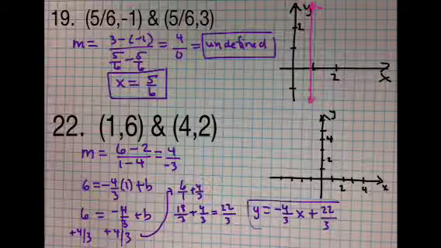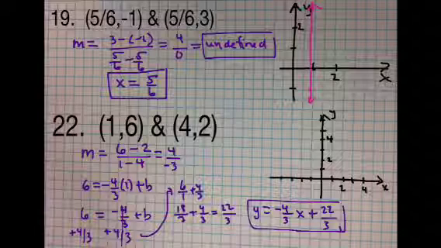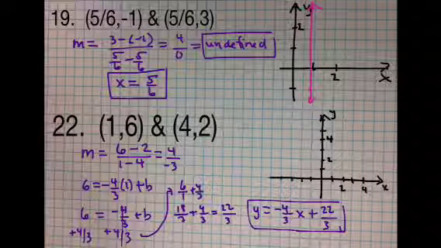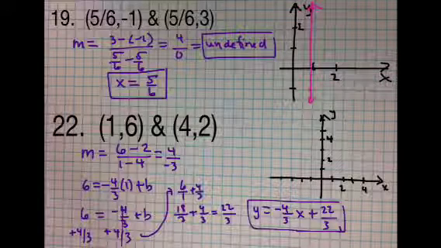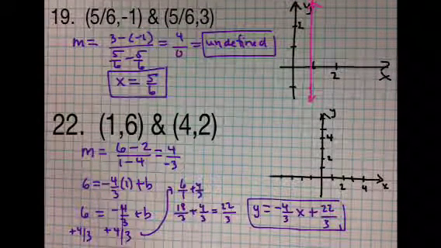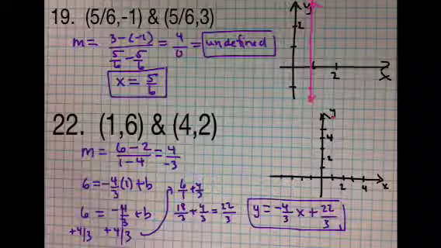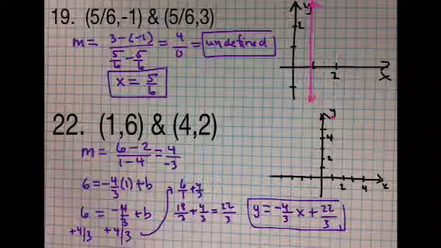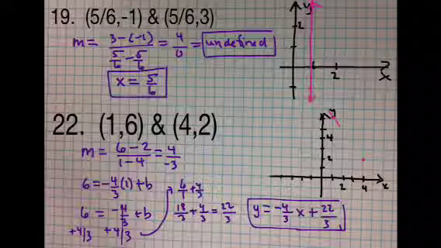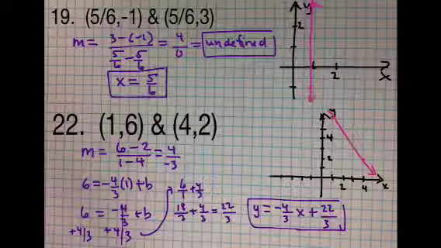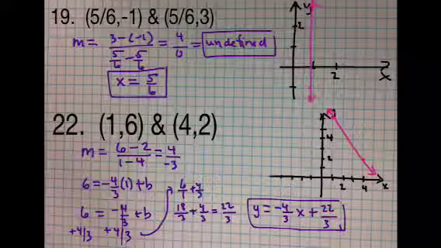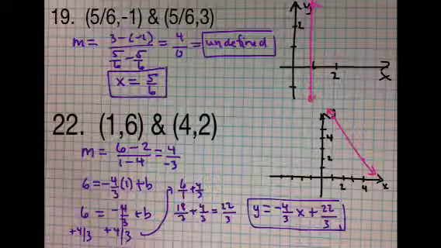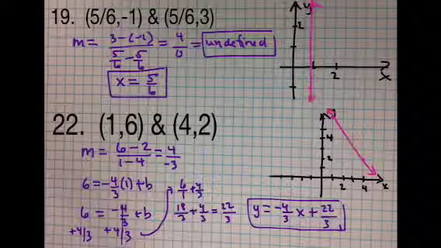Okay, so there's the equation. So now we're going to plot the points and connect the points to graph a line. So (1, 6), and then (4, 2). Okay, and you could see from the graph the slope was negative. That confirms our slope that we got algebraically. So negative 4 thirds x plus 22 over 3.